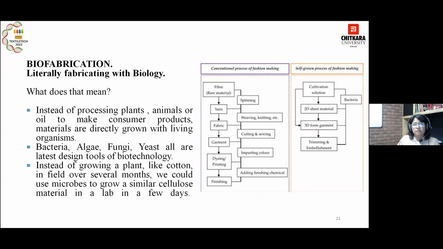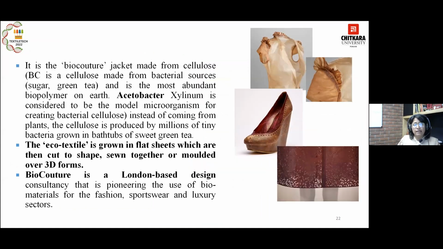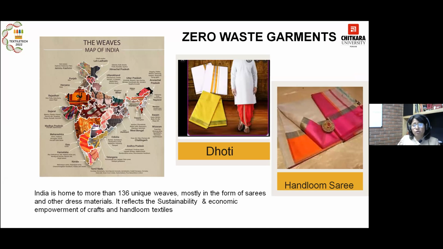Another important area is biofabrication, which literally means biology. With the use of bacteria, algae, fungi, and yeast, we can develop a textile. BioCouture is a London-based design consultancy that is pioneering the use of biomaterials for the fashion, sports, and luxury sectors. In the last, I would like to talk about our traditional Indian textiles, which can be considered the most sustainable and zero-waste garments in this category, where the handloom sari can be worn not by only one person, but persons of different sizes can wear the same sari. That is, no stitching or cutting is required when it comes to these textiles.